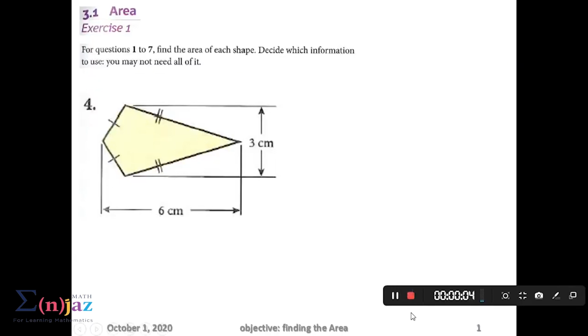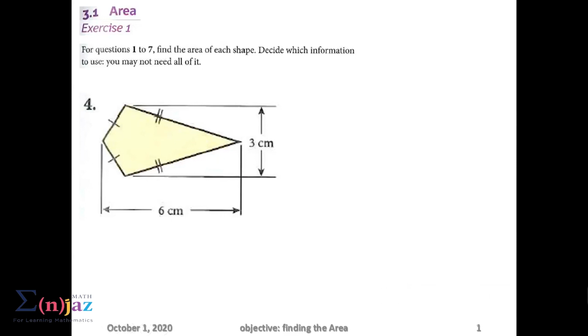Hello. We are still learning here how to find the area of two-dimensional shapes. And we learned previously how to find the area of a trapezium. A trapezium is a shape where there are two parallel sides and a vertical distance between the two parallel sides. And now we're going to learn how to find the area of this shape here.